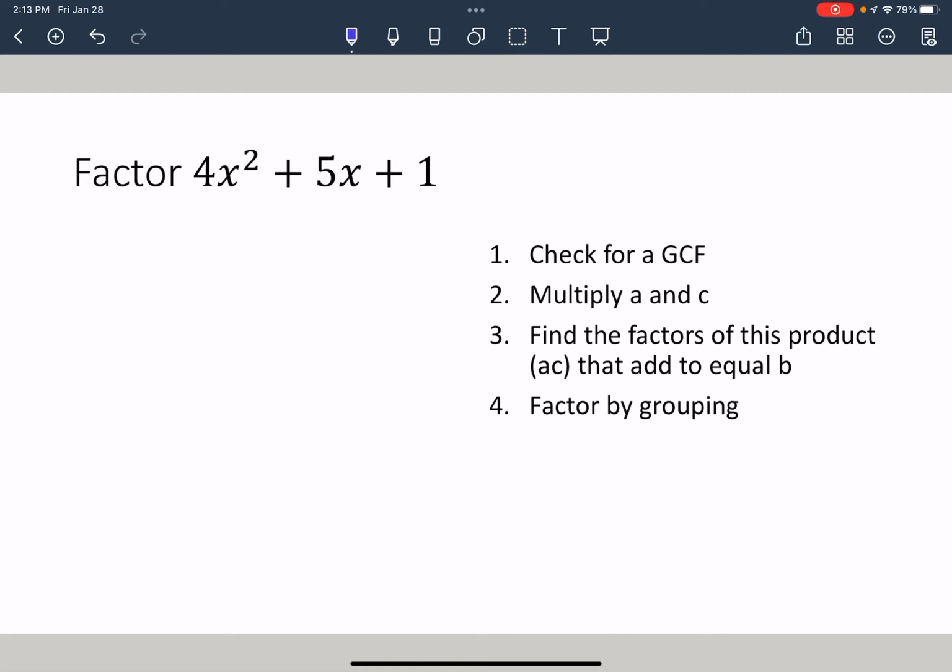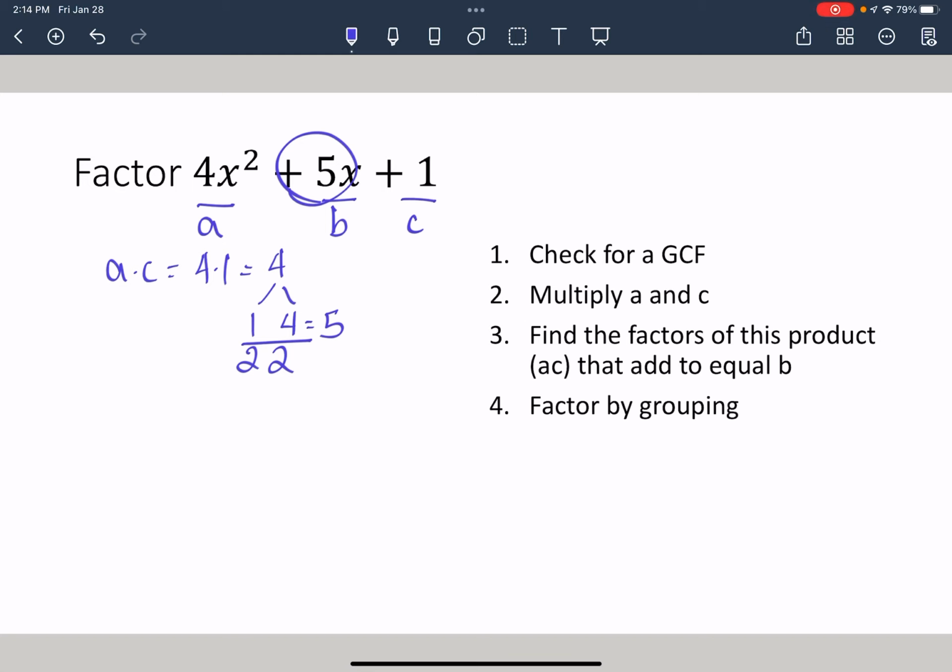So let's look at this example. We have 4x squared, 5x, and 1. There is no GCF to these three terms. So A, B, and C. A times C is 4 times 1, which is 4. The factors of 4 are 1 and 4, and 2 and 2. Since B is positive, we need two positive factors, and the correct sum is 1 and 4. So if we write this out, we can write this as 4x squared plus 1x plus 4x plus 1.